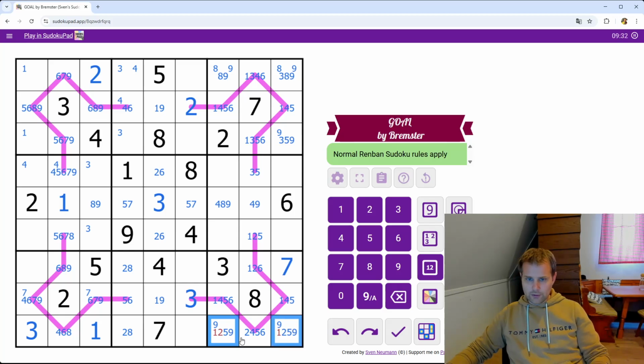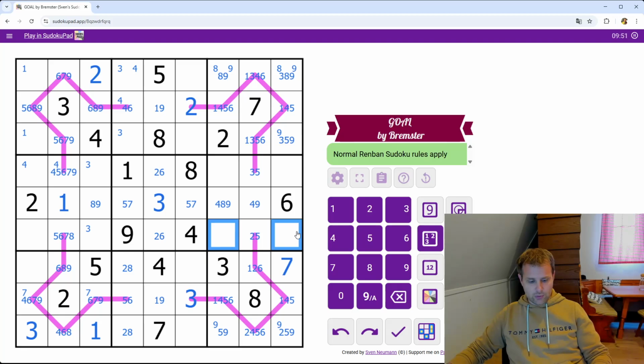So 1, 2, 5, 9. There's no 1 here or here because of this one. So the 1 is actually on here somewhere, and that means this can't be a 1. Now the 1 is either this one or this one.